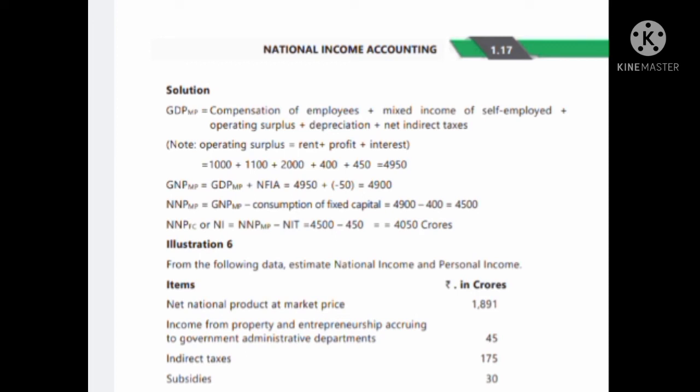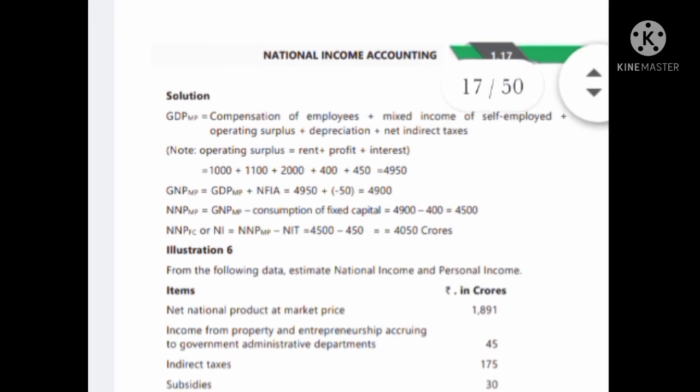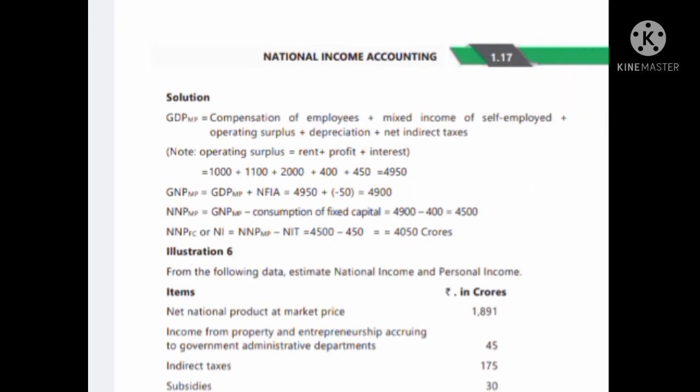Let's start substituting. GDP at market price is equal to compensation of employees. As they have given in the question, compensation of employees is 1,000, substituted. Mixed income of self-employed is 1,100, substituted. And operating surplus. As we know, operating surplus is rent plus profit plus interest, though they have given operating surplus as a separate number, 2,000. Don't confuse it with the rent and profit items. Take operating surplus and substitute.